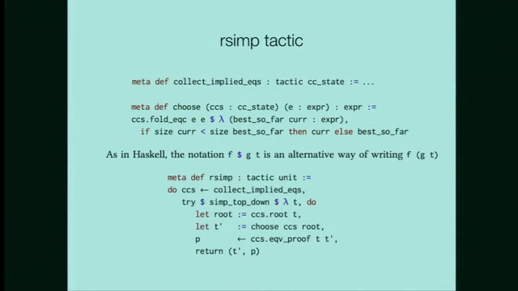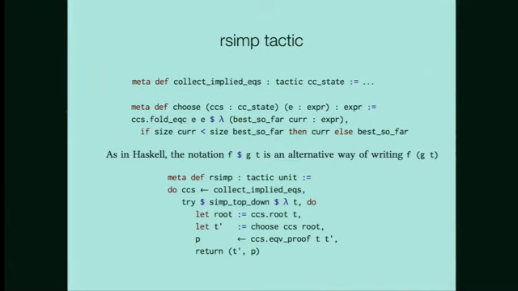And now we are going to do rsimp. What is rsimp going to do? First, it collects a bunch of implied equalities. Then it applies a top-down simplifier, where for each subterm you give a function. For each subterm T, I get the root of the equivalence class, and I choose a minimal element in the equivalence class of that root. Then I'm going to get a proof.